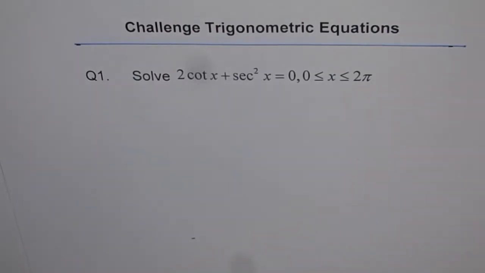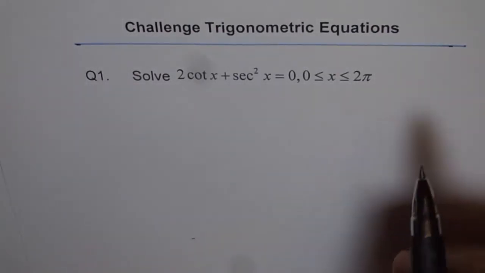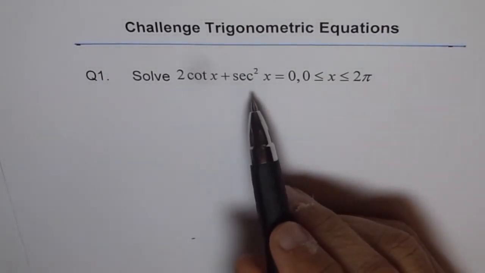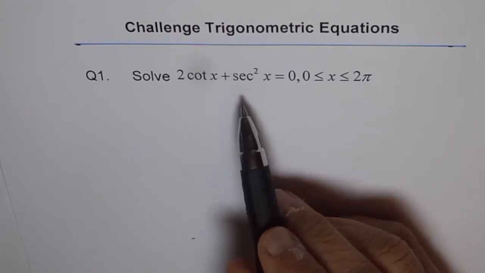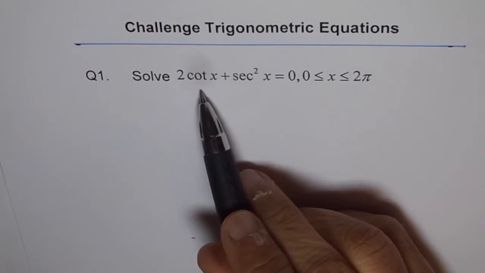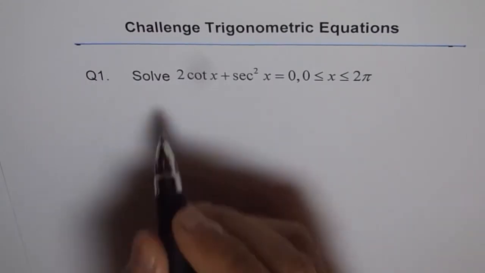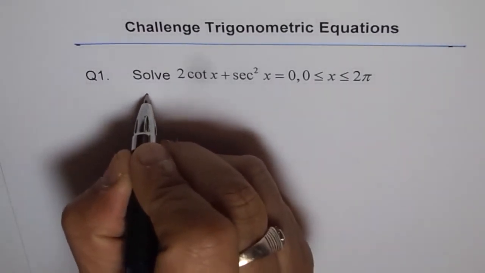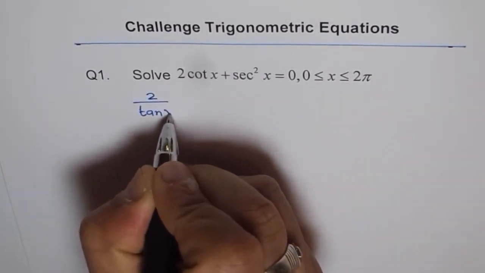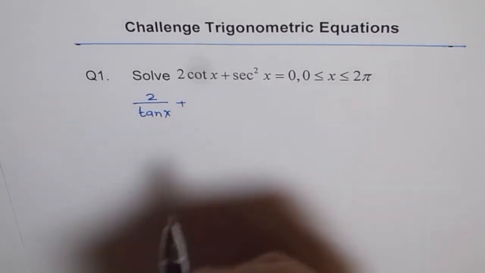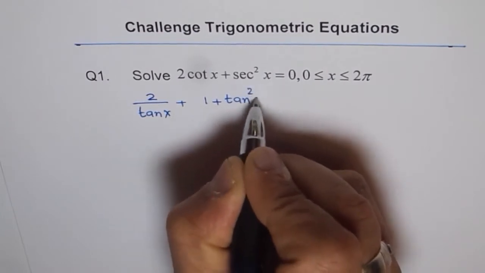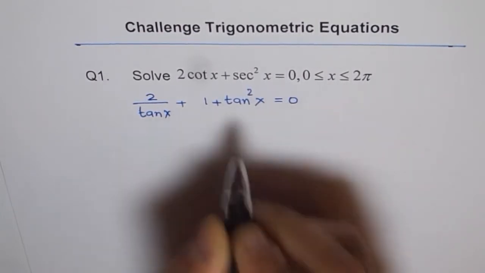Okay. Now, we will use some identities here. Secant square x can be written as 1 plus tan square x, correct? I hope you remember that. Secant square x is 1 plus tan square x, and cotangent is the reciprocal of tangent, right? So we can write this equation as 2 over tan x plus secant square x, which I am writing as 1 plus tan square x, equals 0.